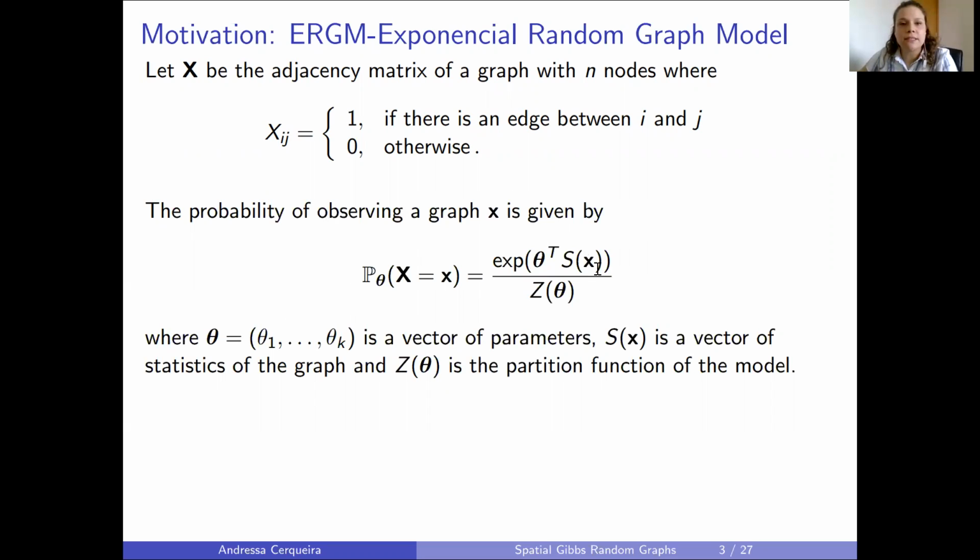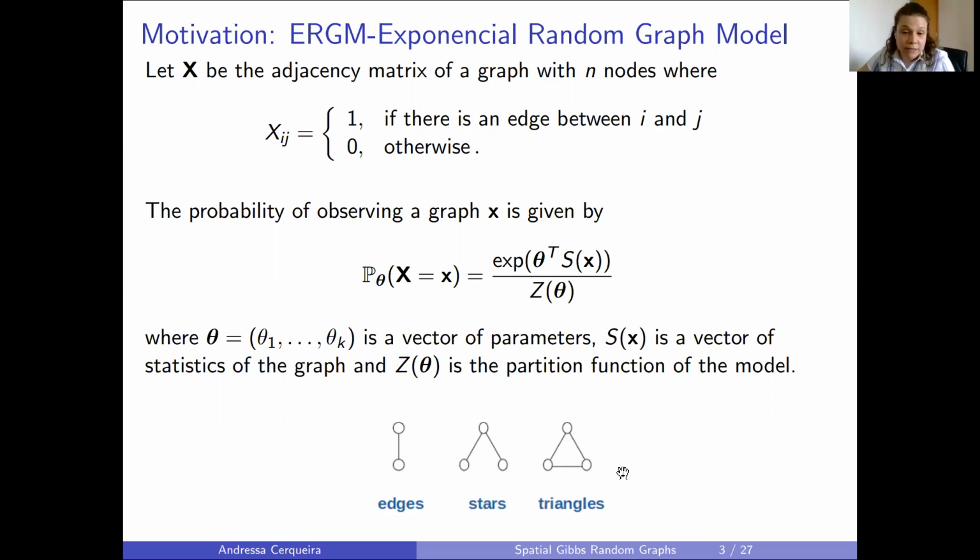This model is vastly used to analyze social networks because we can use it to represent some kinds of structures that we can have in the graph or that we think are more likely to appear. For example, we can think about S as a statistic that counts how many edges I have in the graph. Or if I have a different structure, I can count how many stars, how many of this configuration, which is called a 2-star, or how many triangles I have in the graph.